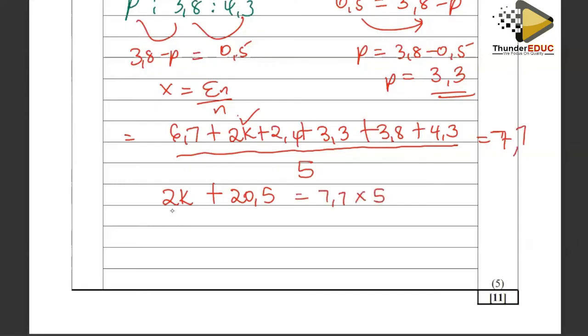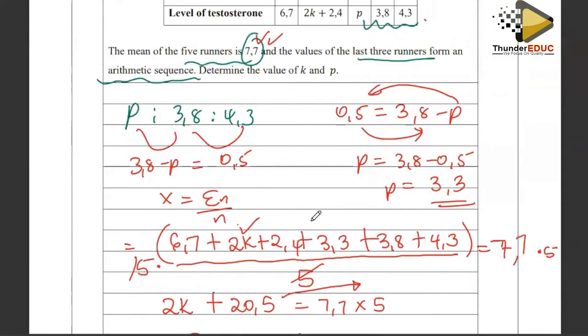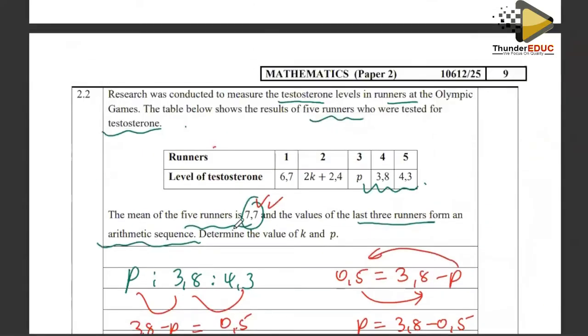Then I'm multiplying it by 5 because I need to get rid of this denominator. So times 5 and then times 5. So I'll have to move the 20,5 that side. So it's going to be 2K equals 38,5 minus 20,5. So 2K becomes 18. Divide both sides by 2, and then K becomes 9. All right, so that is how we would have answered this.